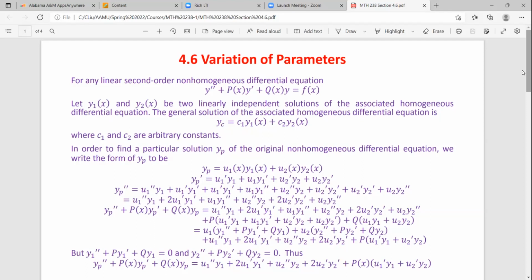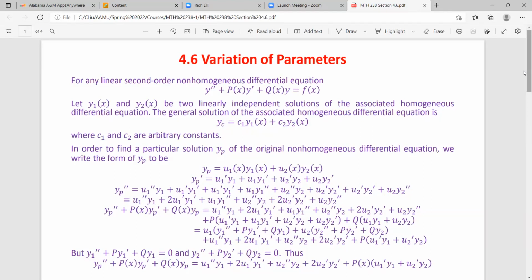Today, we're going to discuss another method to find a particular solution for the non-homogeneous differential equation. It's called the variation of parameters. So we're going to discuss the general theory of variation of parameters, and then we're going to discuss some examples.